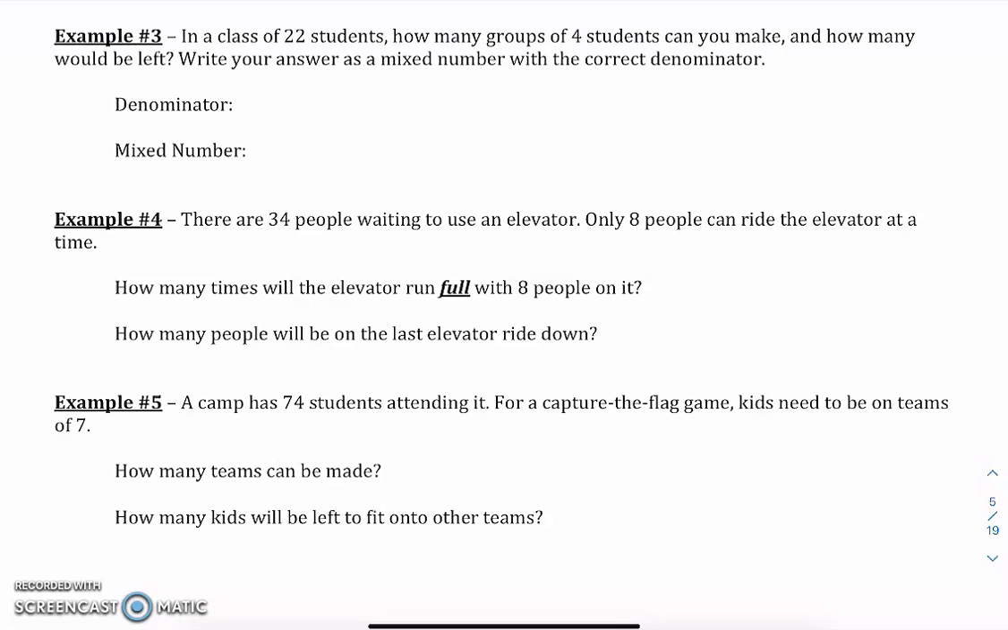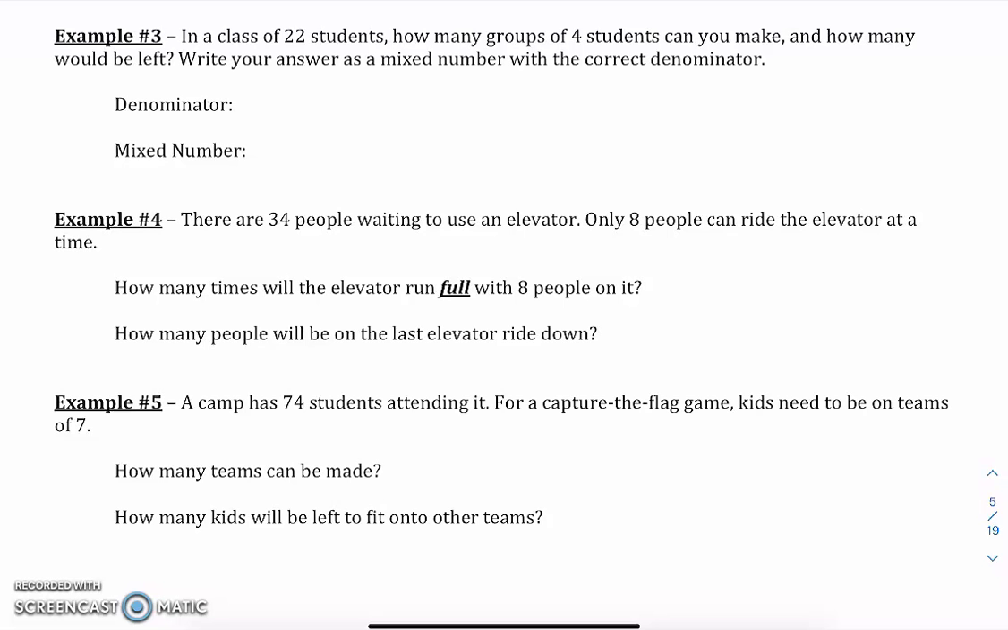Fractions are actually used quite frequently in the real world, and we probably use them a lot more than we realize. But let's look at some examples that would come up with using mixed numbers. So in a class of 22 students, how many groups of 4 students could you make, and how many would be left? Write your answer as a mixed number with the correct denominator.